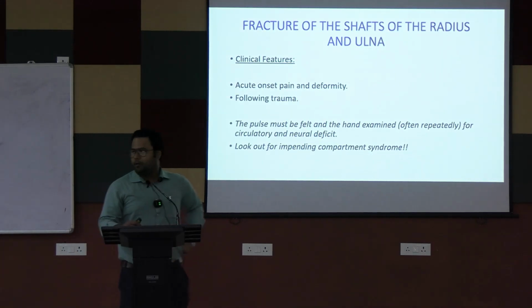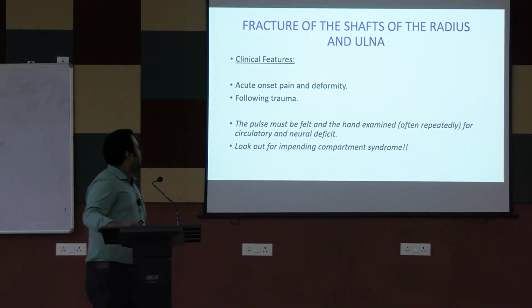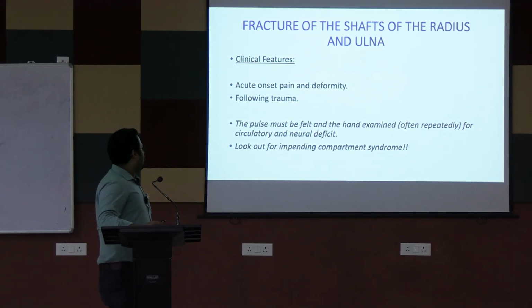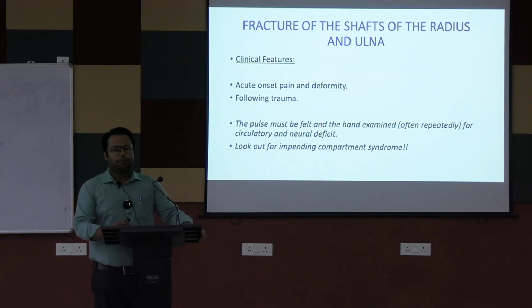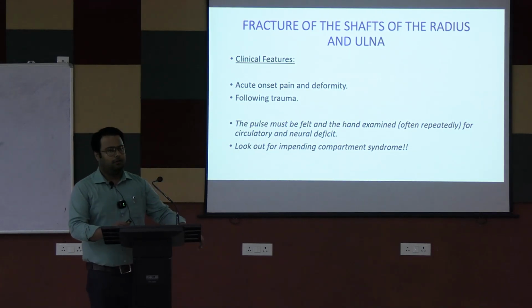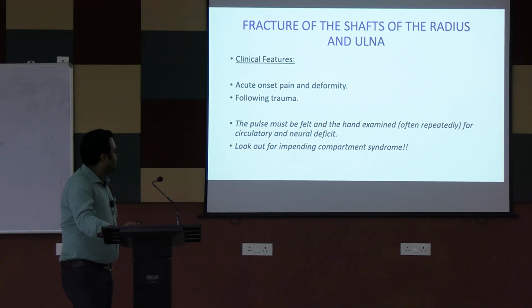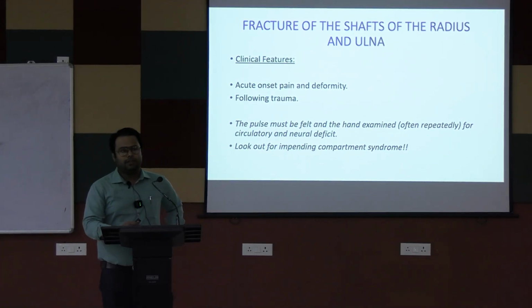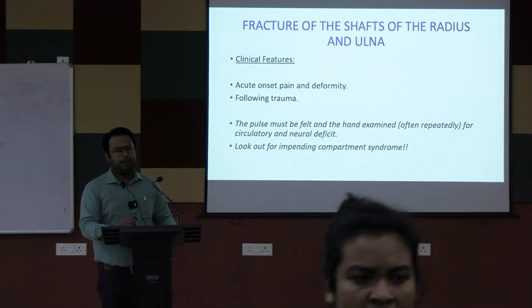So now let's jump into the main topic, which is the fractures of the forearm. Firstly, we'll be studying about the fractures of the shaft of radius and ulna. Okay. So starting off with the clinical features, the patient will present to you with acute onset pain and deformity of the affected forearm, and obviously since this is a fracture, there will be a history of trauma. Okay, and it is very important that we palpate the radial pulse and examine the hand properly for circulatory and neural deficit. Okay, in case of any fracture of any part of the limb, we should always cross-check about the circulatory and neural deficit. Because if any of these are present, we need to be very cautious, otherwise we might end up losing the limb.